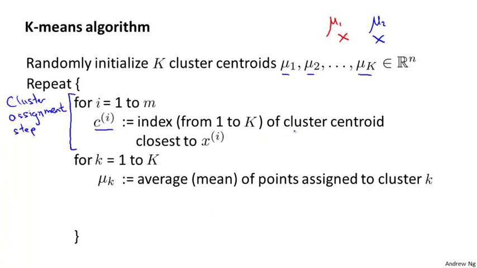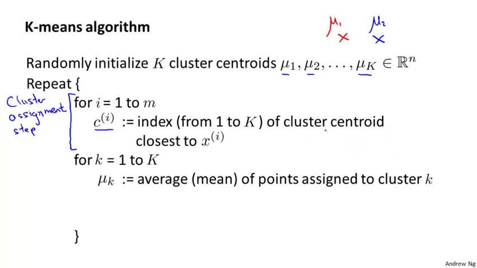Another way of writing this is, to compute ci, I'm going to take my ith example xi, and I'm going to measure its distance to each of my cluster centroids. This is mu and then a lowercase k, right? So capital K is the total number of centroids, and I'm going to use lowercase k here to index into the different centroids. So ci is going to minimize over my values of k, finding the value of k that minimizes this distance between xi and the cluster centroid, and that value of k is what gets set in ci.